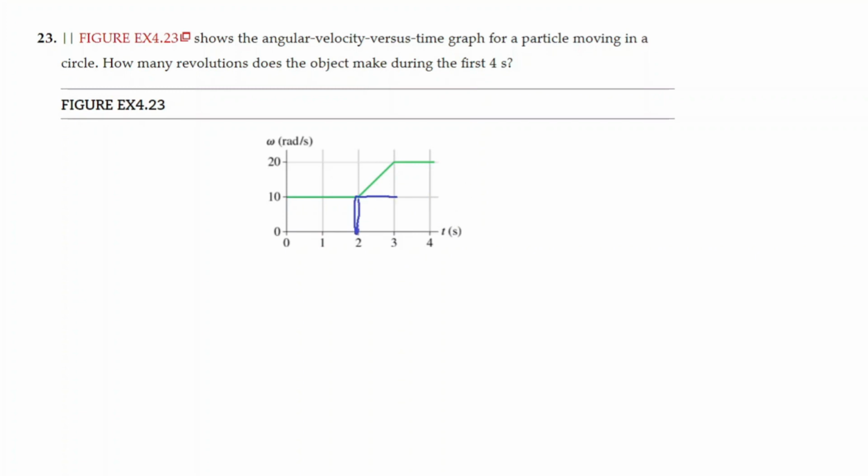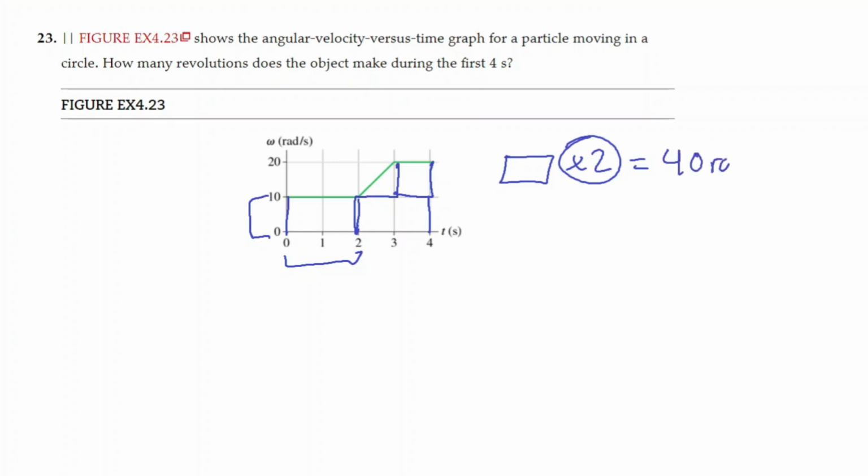Let's break this up into a few shapes: a triangle, a square, and 2 rectangles. First, let's find the area of the 2 rectangles. For the rectangles, we have a base of 2 and a height of 10. So 2 times 10 is 20 radians, and we multiply that by 2 because we have 2 rectangles, which gives us 40 radians. Then the area of the square has a width of 1 and a height of 10, which gives us 10 radians. The area of the triangle is a width of 1 and a height of 10, divided by 2, which is 5 radians.